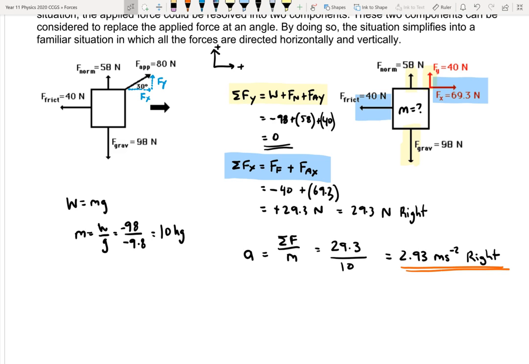So I imagine if we converted this question to just applying a horizontal force, how would the normal force change? It'd be 98. And then what would friction be doing? It would be increasing. If we increase the normal force by a factor of 50% approximately, then I would expect my friction to increase by a factor of 50%.